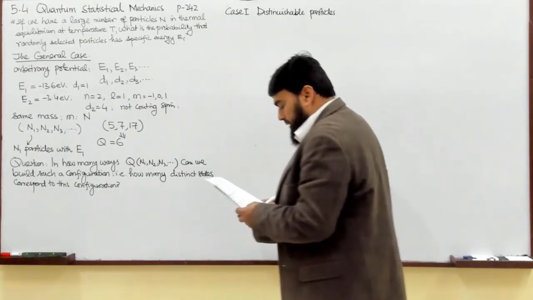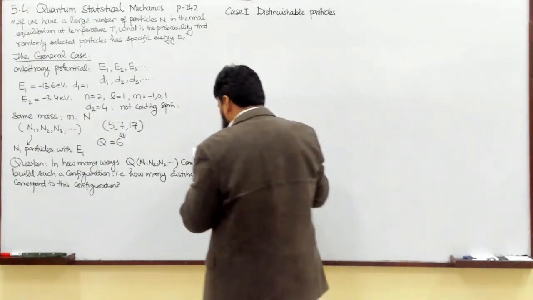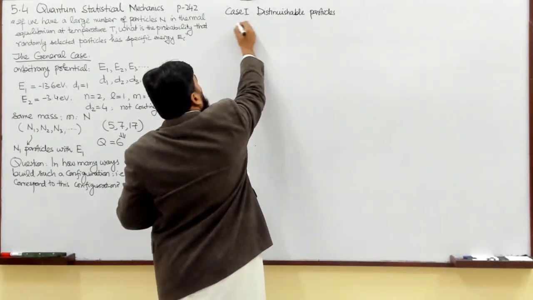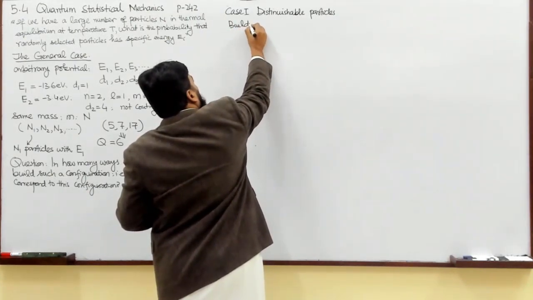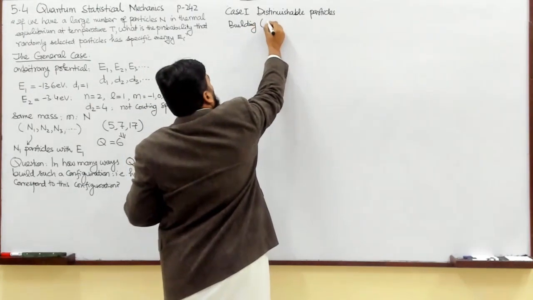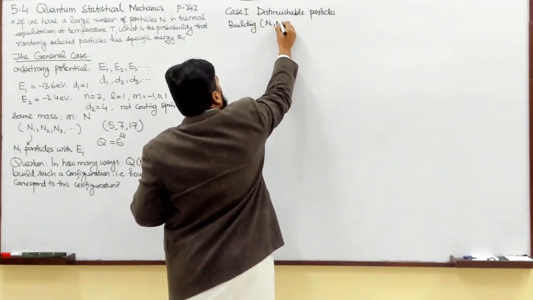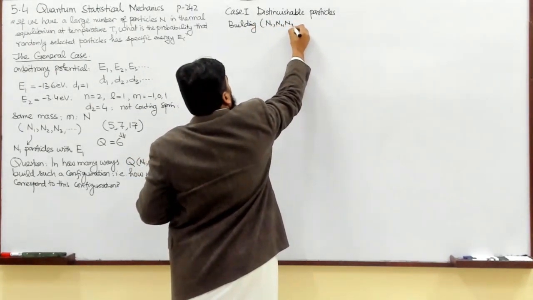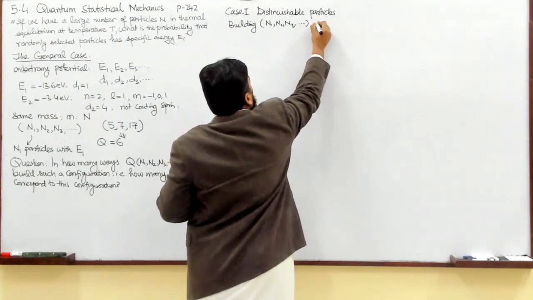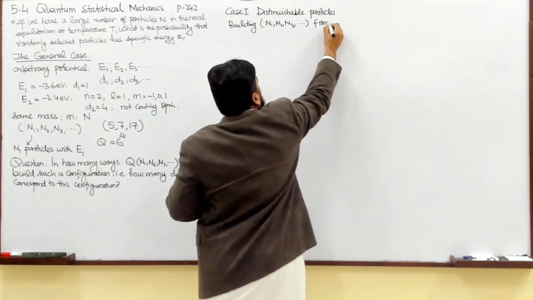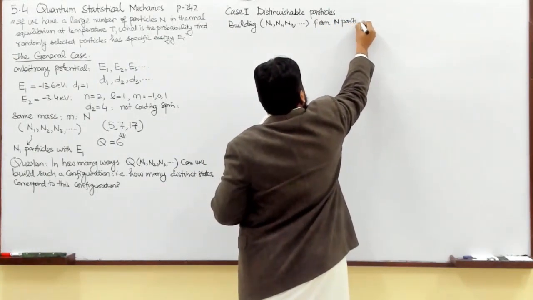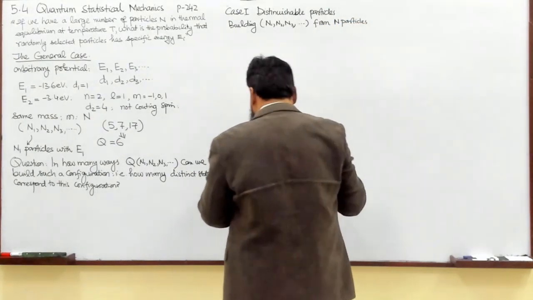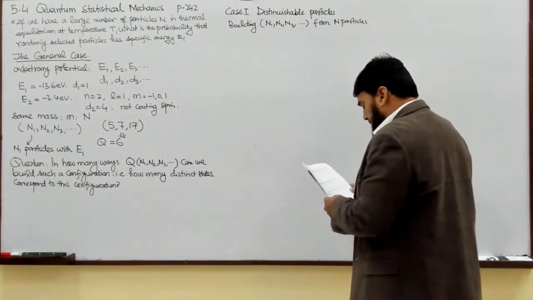So in distinguishable particles, we are building N1, N2, N3 from N particles. So let's start with this.